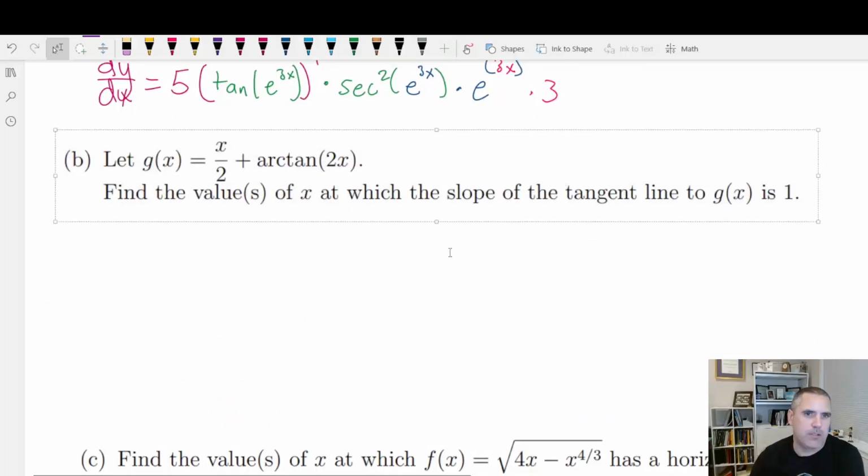And I'll finish this up by sort of showing you where you could find plenty more practice. So what does this one say? Here's a function. It's arctangent.